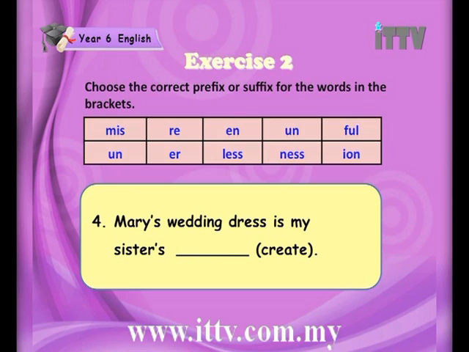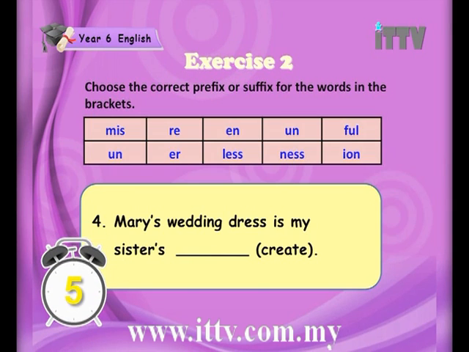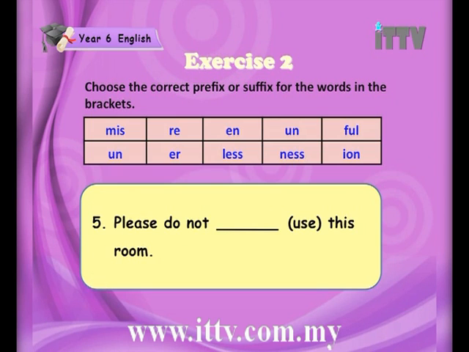Number 4. Mary's wedding dress is my sister's. The word in bracket is create. So you have to change the word by adding a prefix or suffix. Number 5. Please do not, and the word in bracket is use, this room.